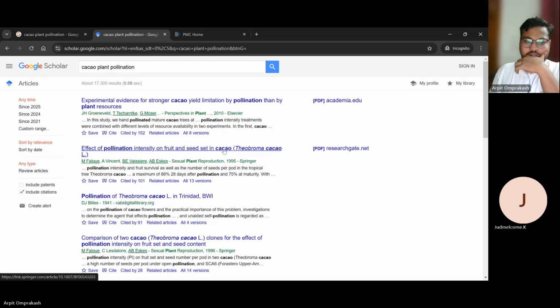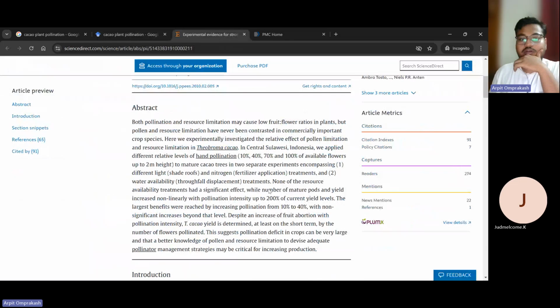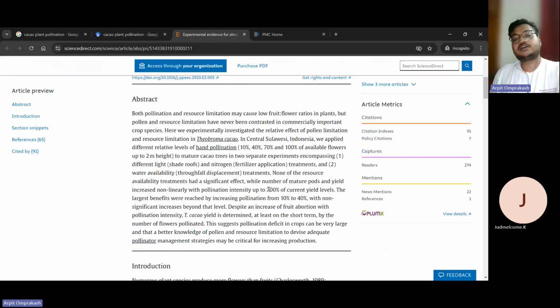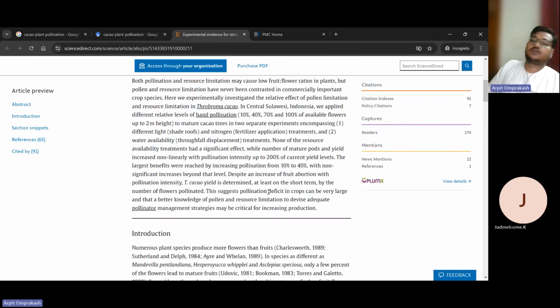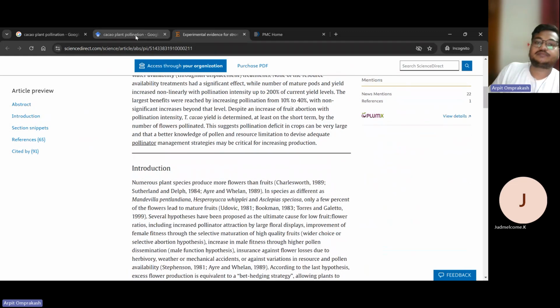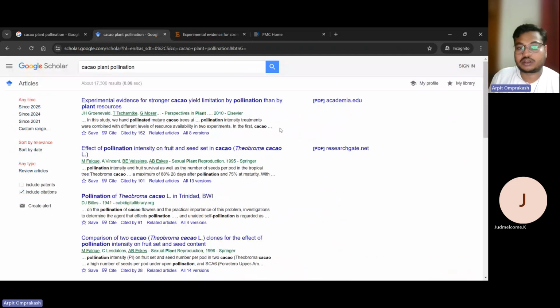So what we can do is click on one of these and open it. If you click on the link here, it'll open a web page with an article which talks about how cacao yield is limited by pollination, if that is what you want to look at. Some of these articles will be free access or open access, where you can read the whole article. Here the full text is not available, that's why it's not shown here.